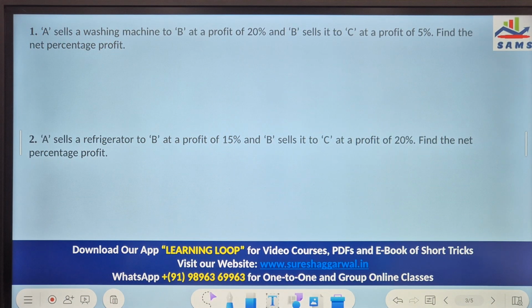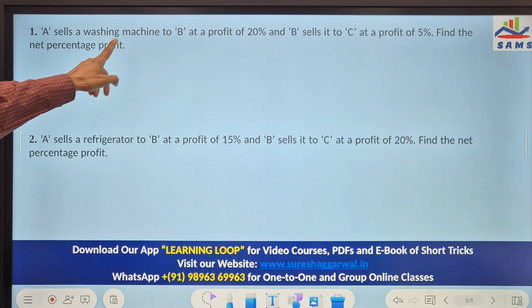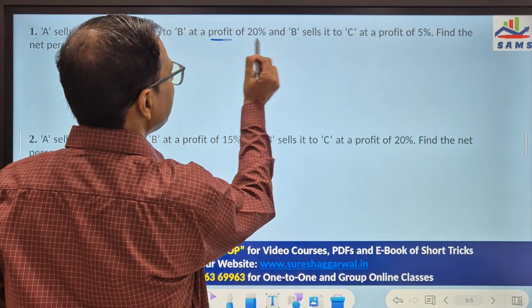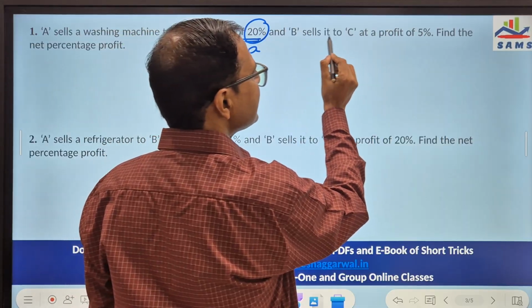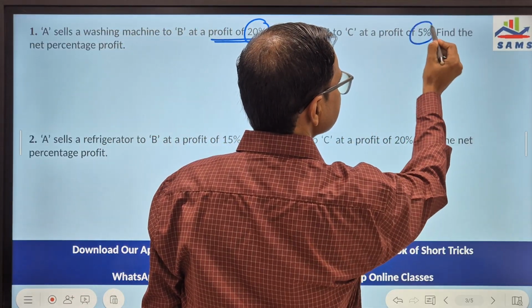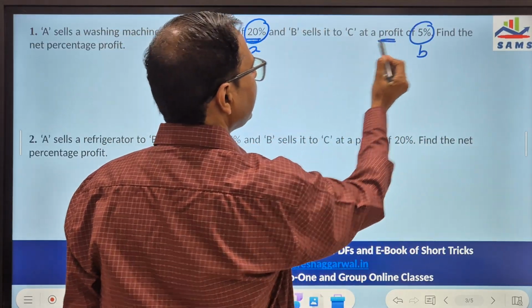Look at the first question here. In this case, we have A selling a washing machine to B at a profit of 20%. So this value 20% becomes A, and B sells it to C at a profit of 5%. So this is B, and profit.